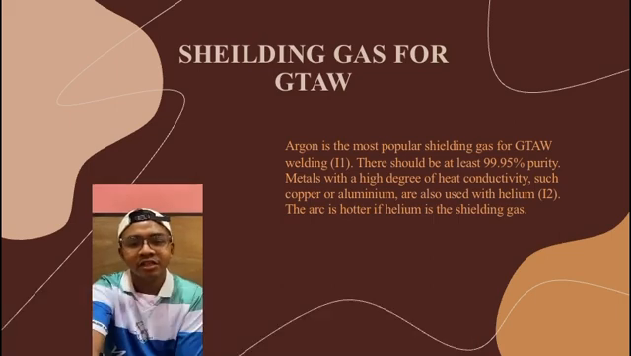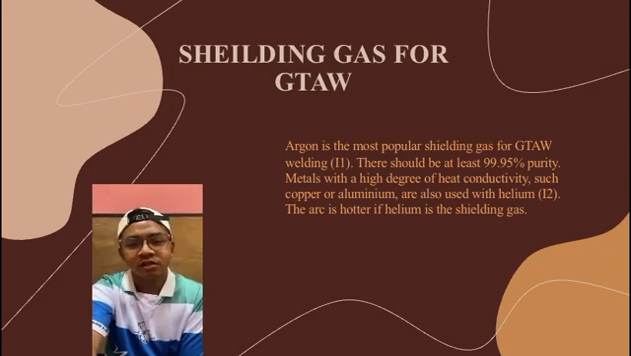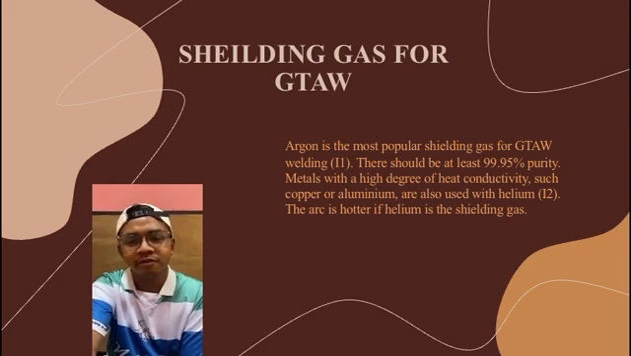For the shielding gas for GTAW, we have two. First, argon is the most popular shielding gas for GTAW welding. There should be at least 99.95% purity, for metals with a high degree of heat conductivity such as copper or aluminium. Number 2 is helium, which is also used. The arc is hotter if helium is the shielding gas.